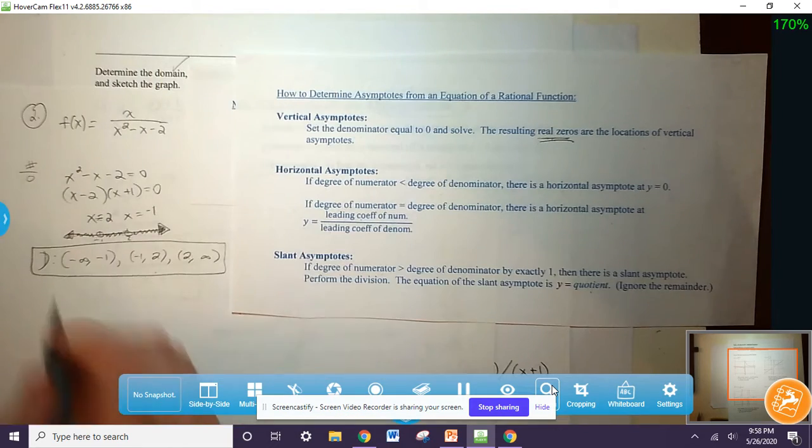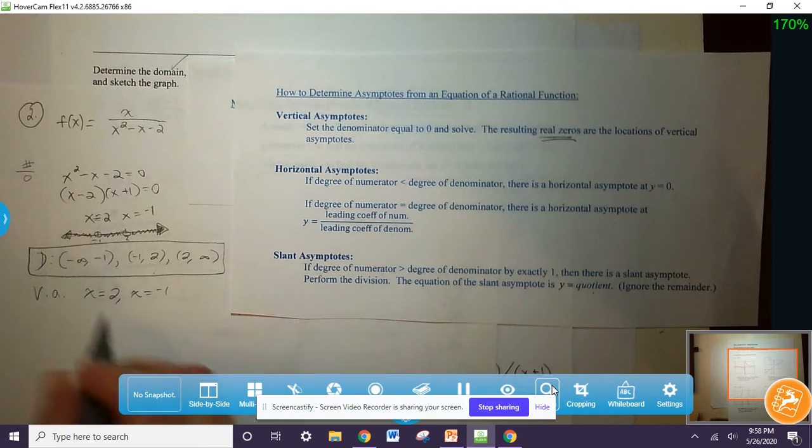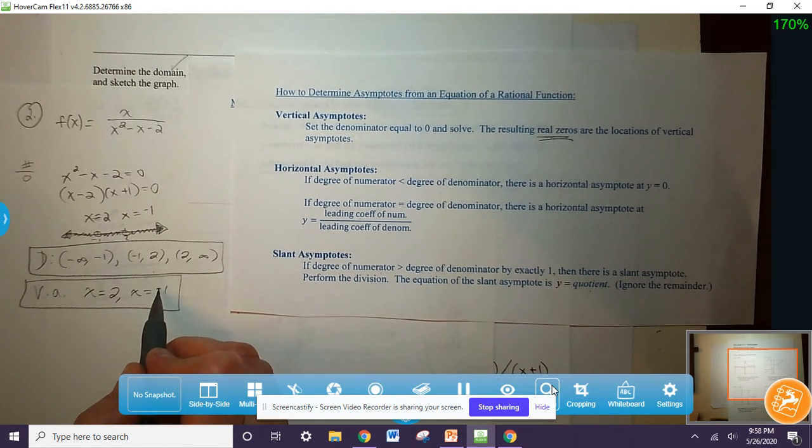Our vertical asymptotes, we have 2 this time. We have x equals 2 and x equals -1. You could write those in the other order, but we have 2 vertical asymptotes this time.